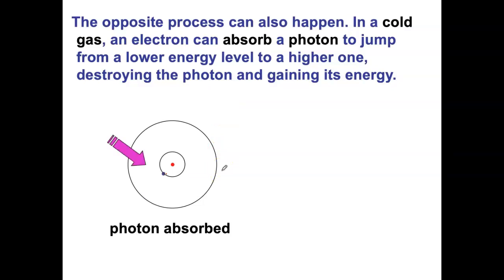But a photon can only get absorbed if it has exactly the right amount of energy to take the electron from the lower energy level to the upper energy level. If that photon does not have just the right amount of energy, it can't be absorbed. It passes right on through the cloud and comes out the other side.